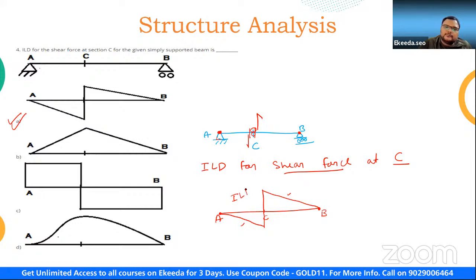So this is the ILD, the influence line diagram for shear force at point C. Right, guys? It will be minus and it will be plus. So see, the best option is option A. So option A is the correct option, guys. Yes, anybody has any doubts in this one? I think I have been clear to all of you guys. Now let us see the next question.